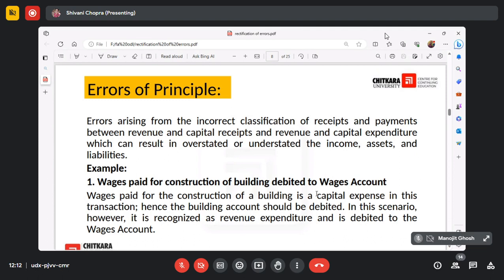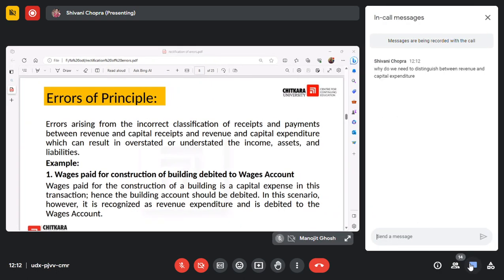Okay, can anyone give me an answer to this question? Why do we need to make a distinction between a capital expenditure and a revenue expenditure? Yes, my question is, why do we need to distinguish between a capital expenditure and a revenue expenditure? I'll write this question in the chat box itself. Okay, now tell me, why do we need to distinguish?